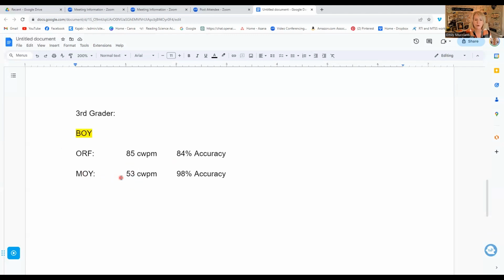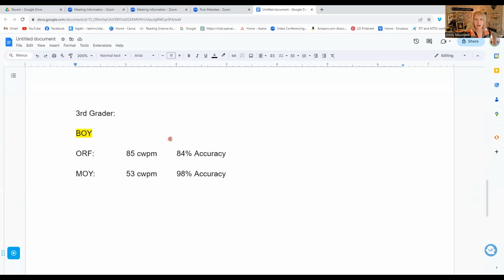The score, 53 correct words per minute, 98% accuracy. And she was really concerned about this. And so I want you to think about this and what this means for a second, and then I'll tell you. So I told her, great job. I think these numbers are great, and let me explain why.